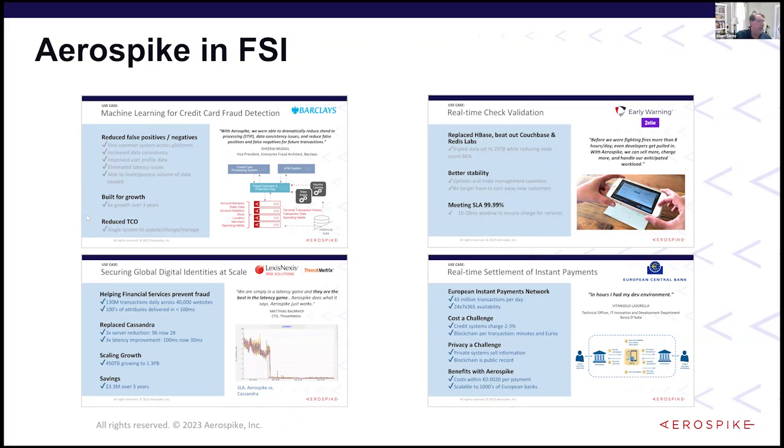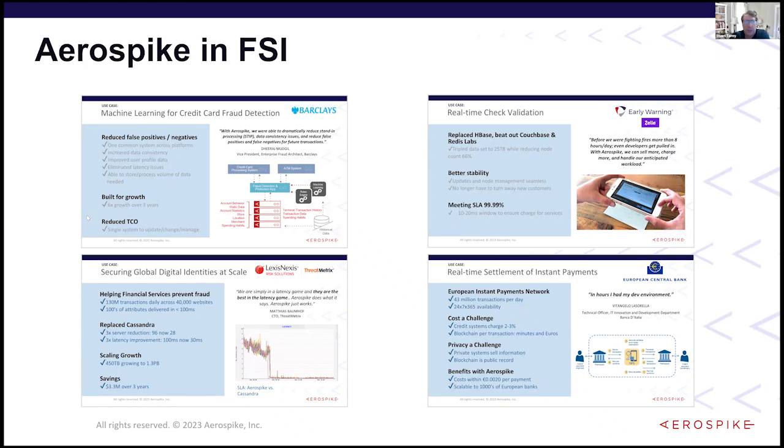You can see on the right-hand side, Early Warning. Early Warning is the owner of Zelle, which is the big payment system. It's very large. It processes roughly the same amount of transactions as PayPal. And there we process their fraud. We beat out some competitors, you can see there, Couchbase and Redis, so they could have the scale they need and help them meet their SLAs 99.99% of the time to process their algorithms.